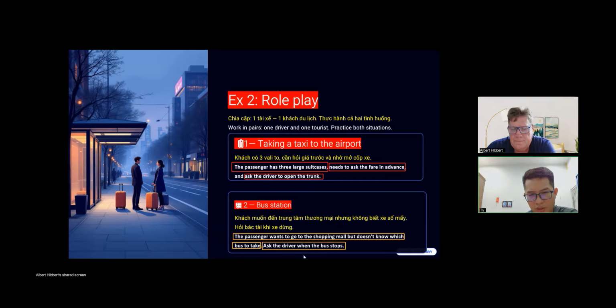Does the bus go to the shopping mall? Yes, this bus goes to the shopping mall. Could you tell me when to get off? Yes, we will notify you when to get off when we arrive there. Okay, very good.